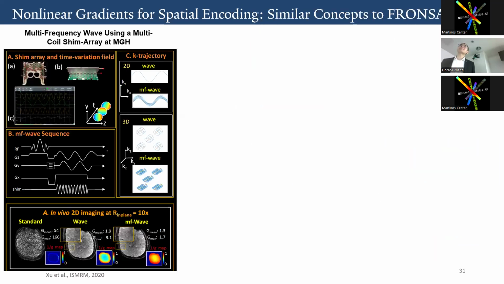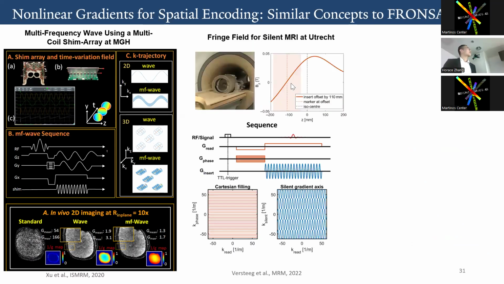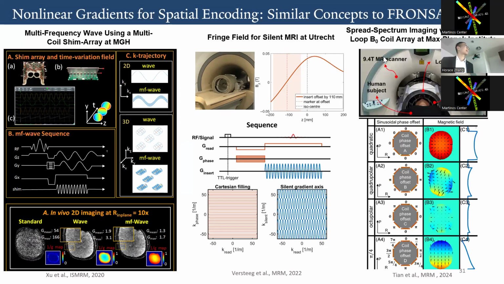Now, it's really good to see that similar concepts are being developed across many institutes in the world. So this is the multi-frequency Wave using a multi-coil shim array developed by Berkin, Jason, Kevin. This is in 2020. And this is the fringe field of a plug-and-play gradient insert at Utrecht. And they play an ultrasonic waveform, so they call it silent MRI here. At the Max Planck Institute, Klaus Scheffler invented spread spectrum imaging with an eight-square loop coil array, which is also using a similar concept.